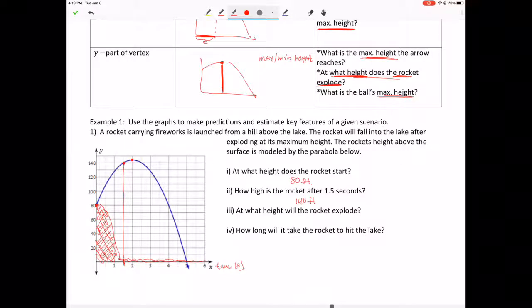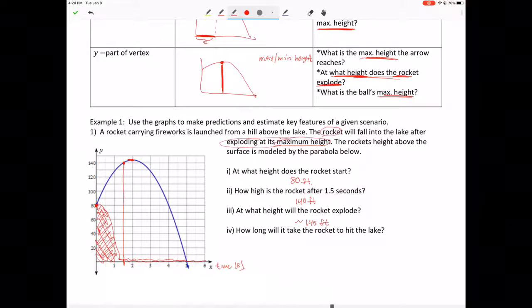Okay, at what height will the rocket explode? All right, well, they already told us that the rocket will fall into the lake after it reaches its maximum height. Okay, so it explodes at the vertex. So we want to write down the height of where the rocket explodes, which is the y value for our vertex. Okay, so here you can estimate. I would say approximately 145 feet.